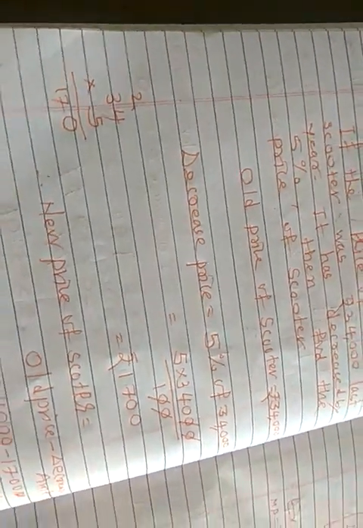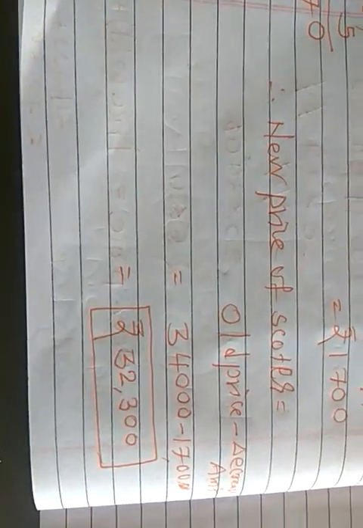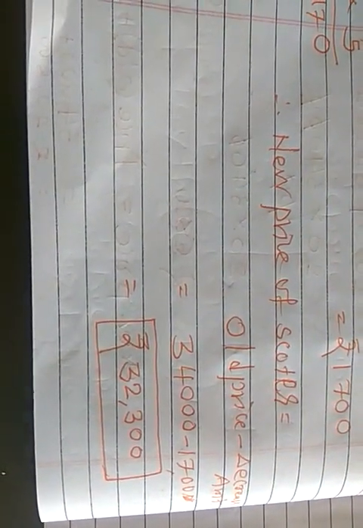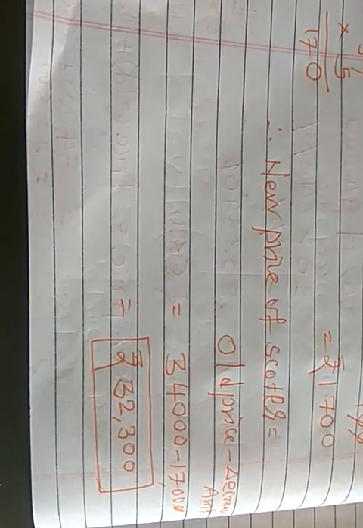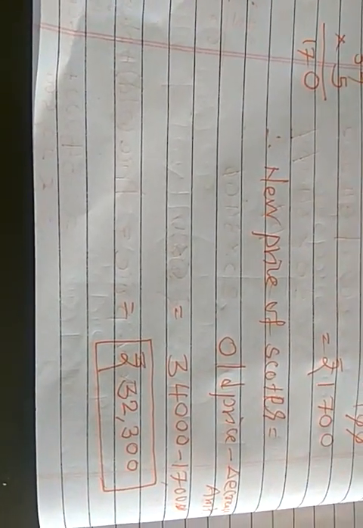Now here a decrease is there, so apply your common sense. The new price of the scooter will be the old price minus the decrease. If an increase is there, then as in the previous sum we have to add, right? So here 34,000 minus 1,700 rupees, you will get 32,300 rupees. Okay.